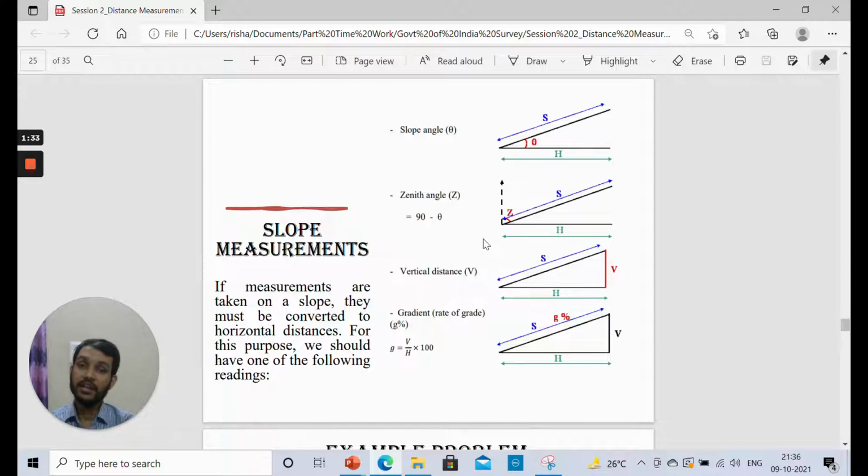Cosine is generally taken towards that side from which the angle is enclosed, and towards the other side, if we are taking the horizontal or vertical component where the angle is not enclosed, then we take it as sine. Or what we can do, we know that z plus theta should be equal to 90, so we can calculate the value of theta using 90 minus z. Once the value of z is known to us, we can calculate theta as 90 minus z, or you can say we can directly calculate using s sin z.